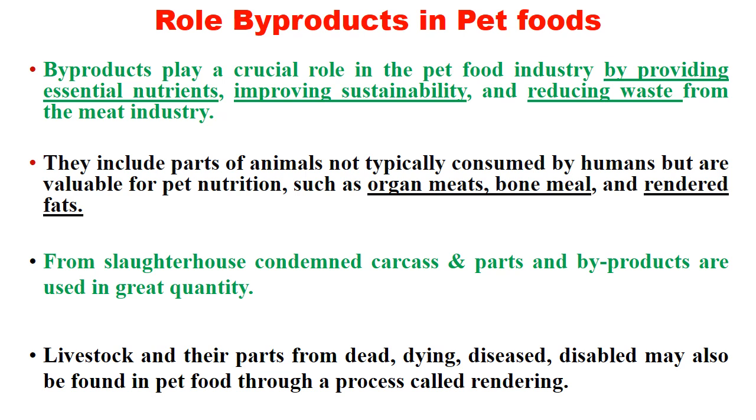The livestock and their parts from dead, dying, diseased and disabled. Many livestock may die for many other reasons or by disease. All these can be processed by rendering and used for pet food. Through this process we get bone meal, blood meal or meat meal, and all these can be used in pet food. This process of rendering I have discussed in detail in my earlier lectures, and briefly I will discuss in the next lecture while talking about the processing of pet food using byproducts.